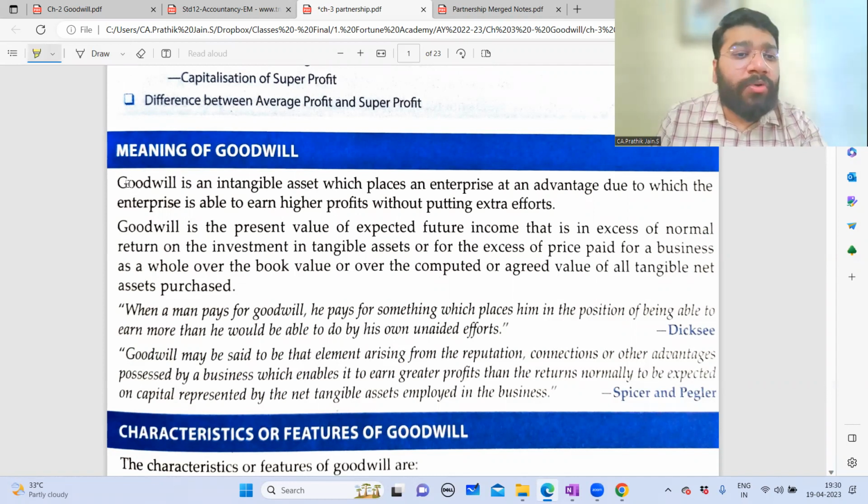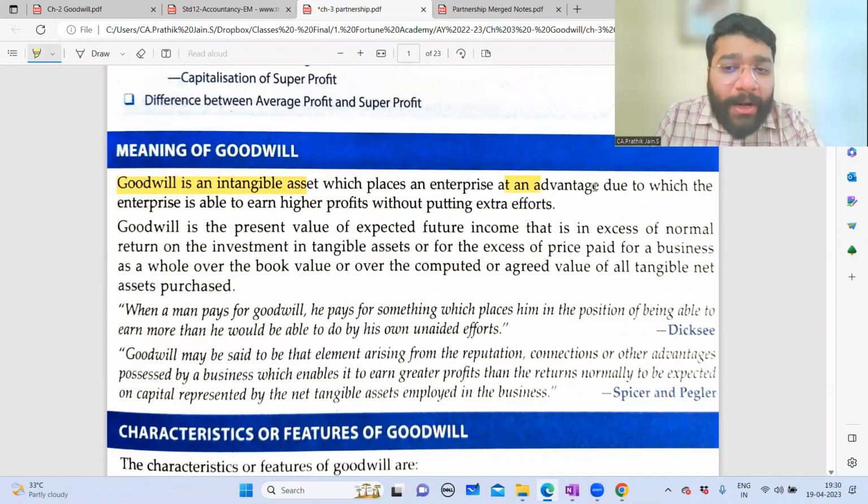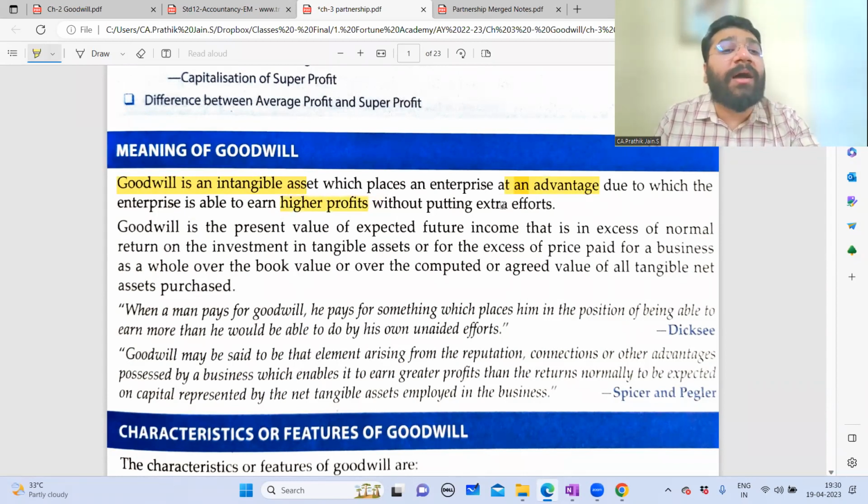Now, next, textbook. Please open your textbook. Goodwill is an intangible asset which places an enterprise at an advantage due to which the enterprise is able to earn higher profits without putting extra efforts. Listen to me very carefully. Goodwill is an intangible asset, all of us know. And this intangible asset is putting the business at an advantage. What advantage? It is able to earn higher profits without putting extra efforts.